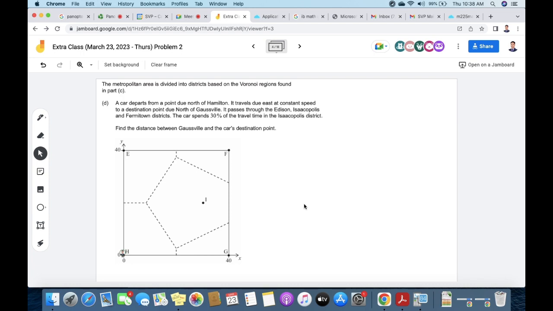Can you see my markings? I'll show you the route, where the car is passing through. It starts from 0, 0 as per the problem, and it travels to what direction? It travels due north before it heads to the east. Correct.